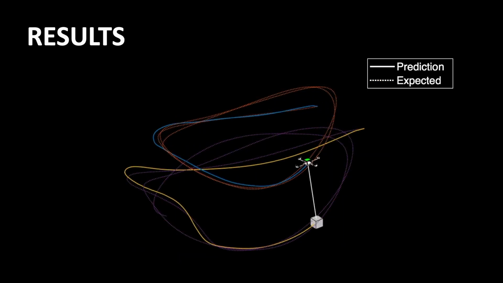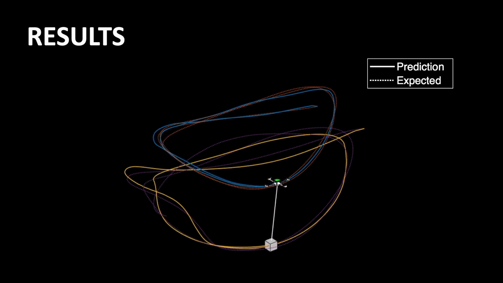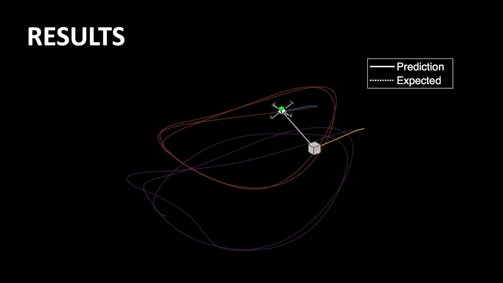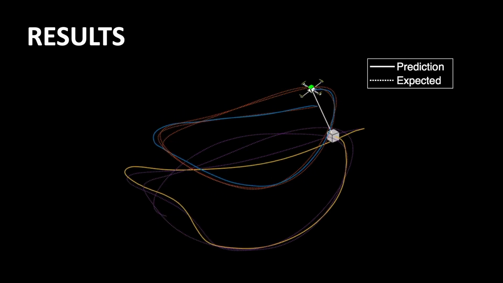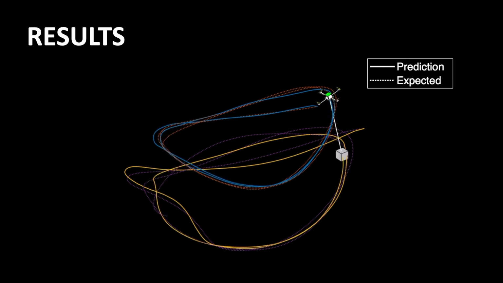Having the drone perform an ellipsoid trajectory while varying its altitude, in solid lines we present the predicted trajectories given by the neural network for the drone position and the payload, while the dotted line is the ground truth.